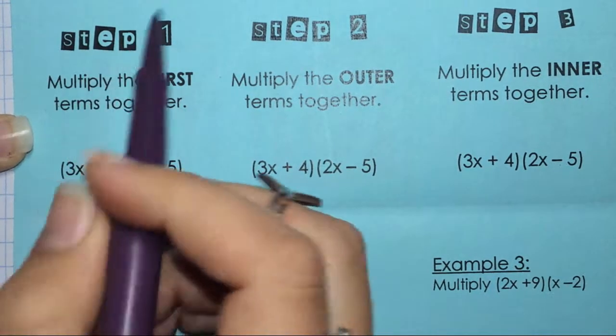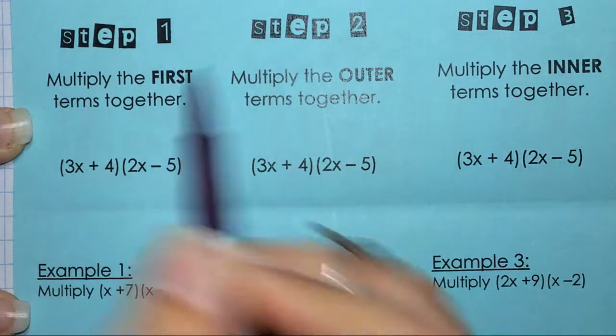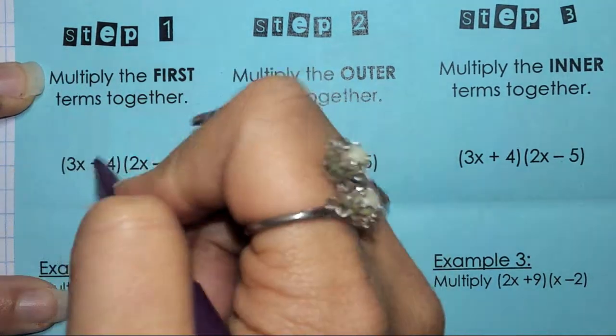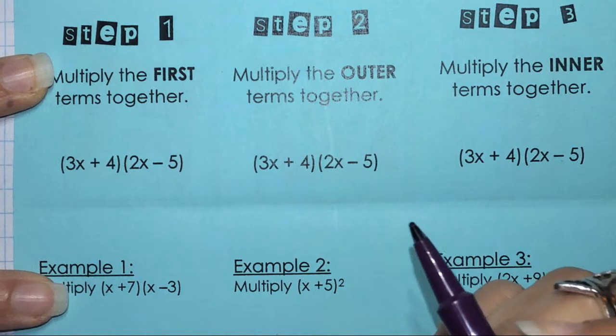Now, the first thing you do, the F stands for first. So you multiply the first terms together. What are the first terms in each set of parentheses? 3x and 2x. Thank you.